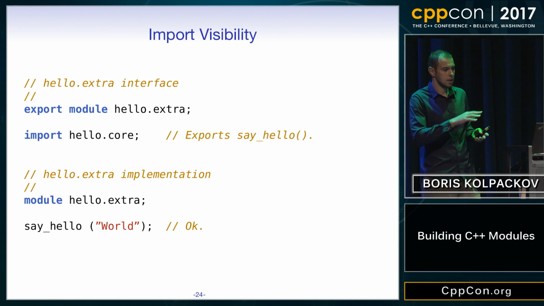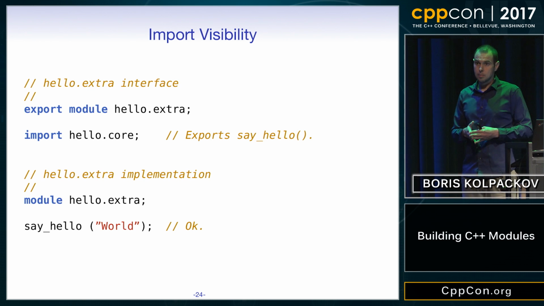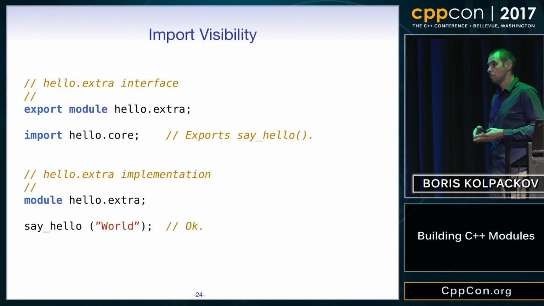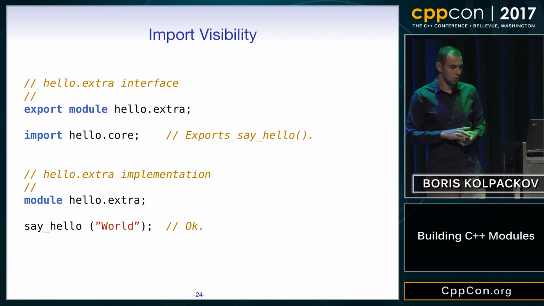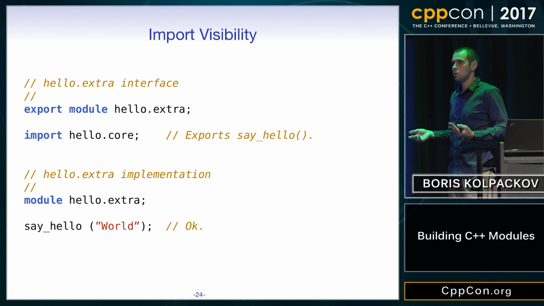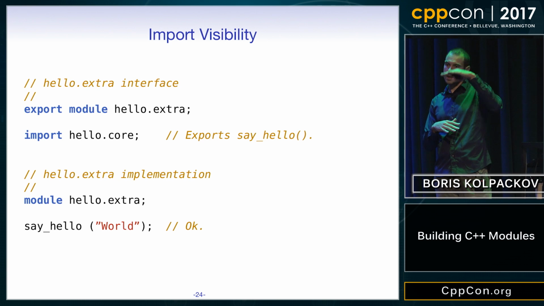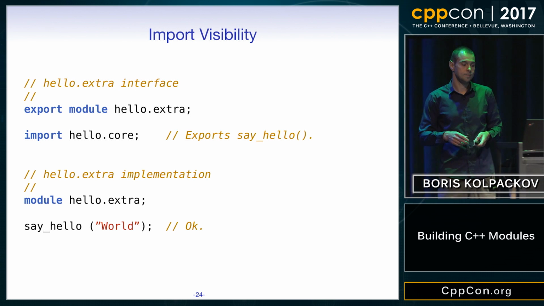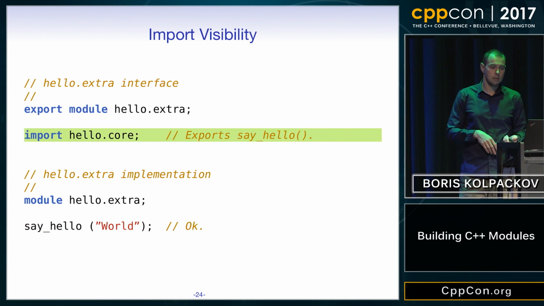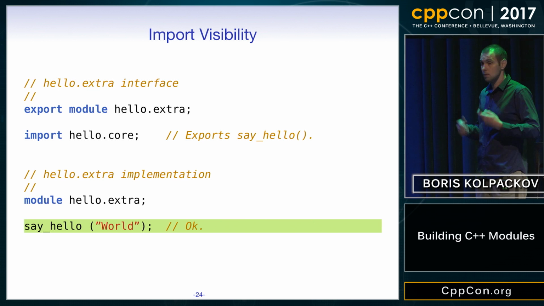Names made visible. This is also an interesting point. Names made visible by an import declaration in the interface purview are automatically made visible in the module implementation purview. So here we're importing hello core, that exports say hello. We don't need to duplicate those imports in the implementation units. So in this sense, an implementation purview is kind of an extension of the module purview. And I think it's pretty nice that we don't have to repeat this stuff. So here we exported say hello. We don't need to do anything else. In the implementation unit, we can just call it.